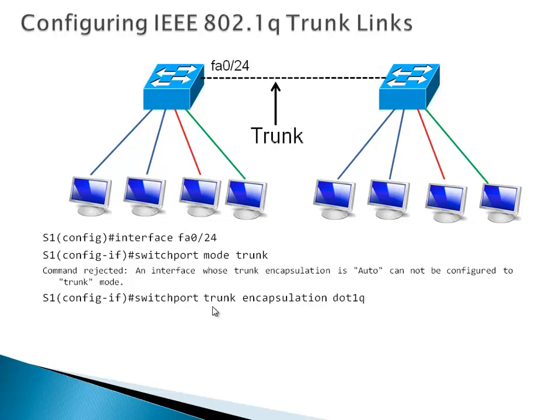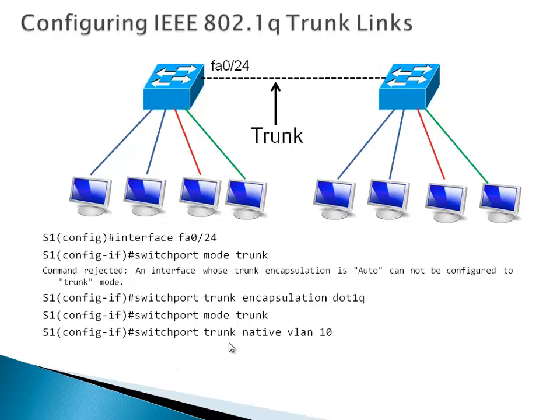So by saying switchport trunk encapsulation dot1q, or we could say ISL. Dot1q is preferred, an open standard. After that we can say switchport mode trunk, and the command will be accepted. So what we are doing is forcing this link to be the trunk link. And with switchport trunk native, we're changing the native VLAN from VLAN 1 to VLAN 10. By changing the native, we mean do not tag anything that comes in VLAN 10.